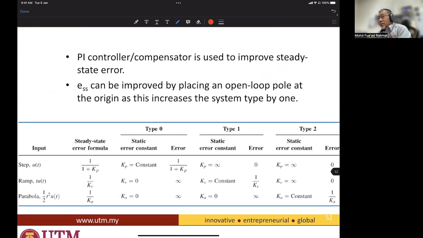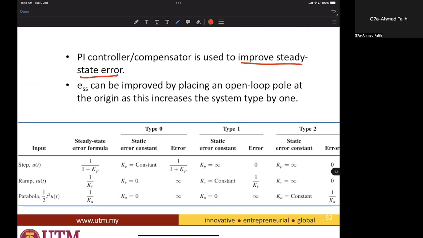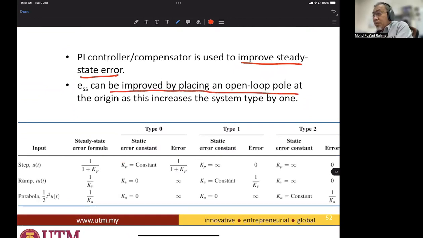So the PI controller is used to improve steady state error. When we use the P controller, sometimes we have a steady state error. Steady state error can be improved by placing an open loop pole at the origin, 1/S, as this increases the system type by 1.